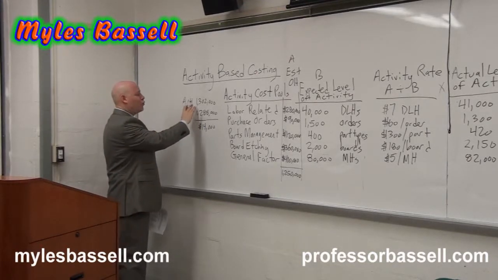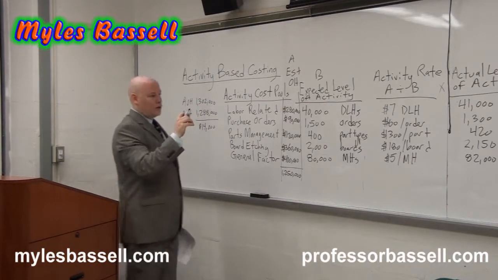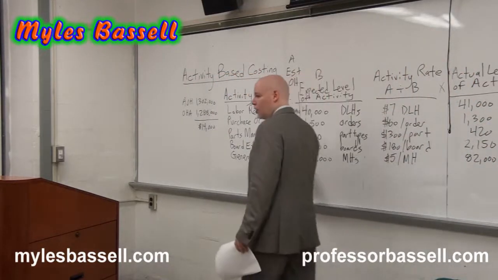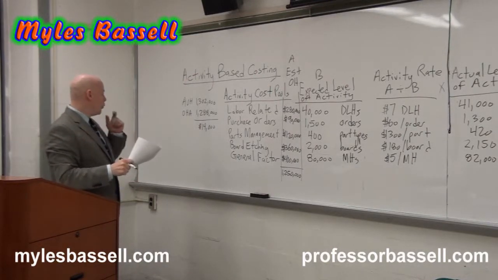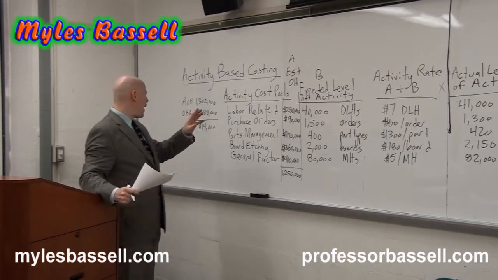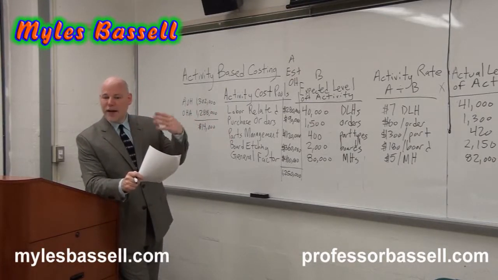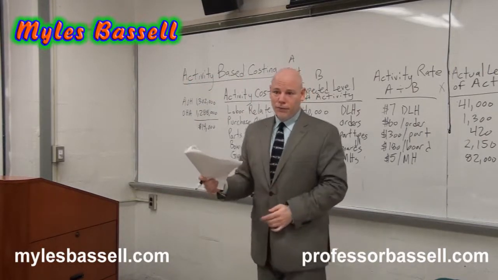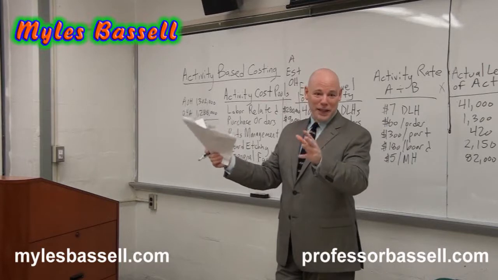Our actual overhead is $1,302,000. I'm telling you that. The overhead that we applied is $1,288,000. So there's a difference between the actual overhead and the overhead that we apply. That's very common, that you're going to have some type of variance. It's going to be either favorable or unfavorable. Now, we don't want the variance to be generally too big. At first, you might think that's a good thing.